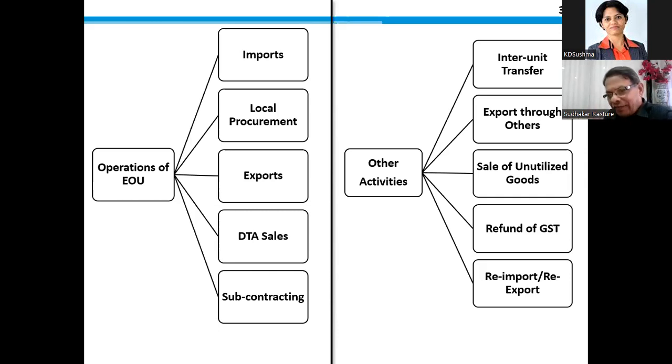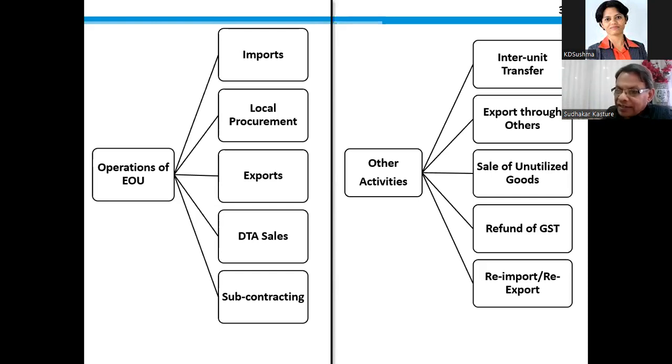What are the 5 other major activities covered under the EOU scheme? You are allowed inter-unit transfer. If you are a big company, you have 2 units, same ownership. One is situated in Chennai, another in Bangalore. You can make inter-unit transfer of goods. You are allowed to export through third parties. It need not necessarily be your own. You can sell it to someone else, he will export the goods. If you have imported goods and they are unutilized, you are allowed to sell them in the local market subject to payment of duty. You are allowed to re-export them, no problem.